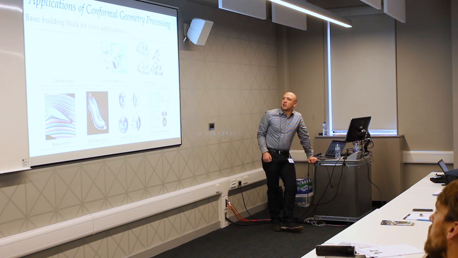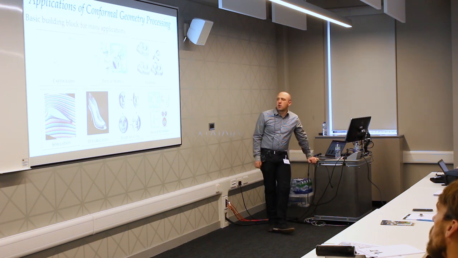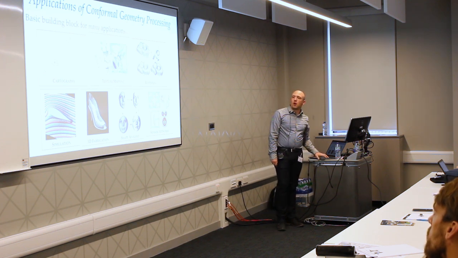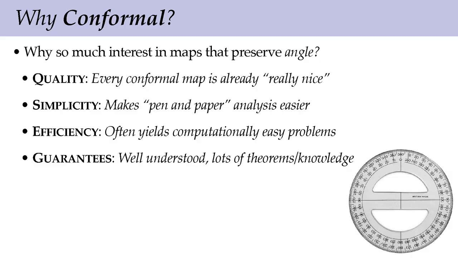So texture mapping is something that really got the field going, in a sense. Remeshing, improving the quality of a mesh, doing various kinds of simulation, fluid simulation, and so forth. More recently, there's been a resurgence in interest in conformal maps because there are interesting ways you can do 3D fabrication that require that you have this behavior where you have no change in angle, but you do have changes in scale. Doing comparative data analysis is a super nice place where conformal maps show up. And even things like laying out sensor networks connect to this question of conformal mapping. So again, this is about all I'm going to say today. We'll see a few glimpses here and there of applications, but hopefully you'll catch more of this as the week goes on.